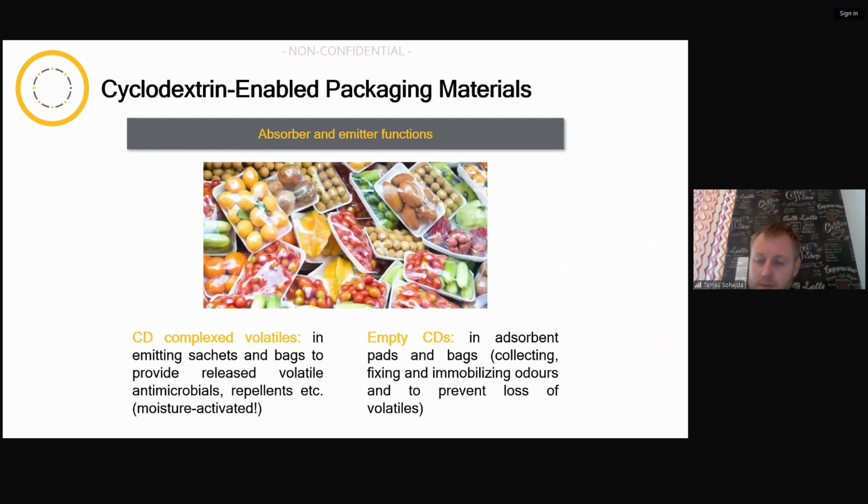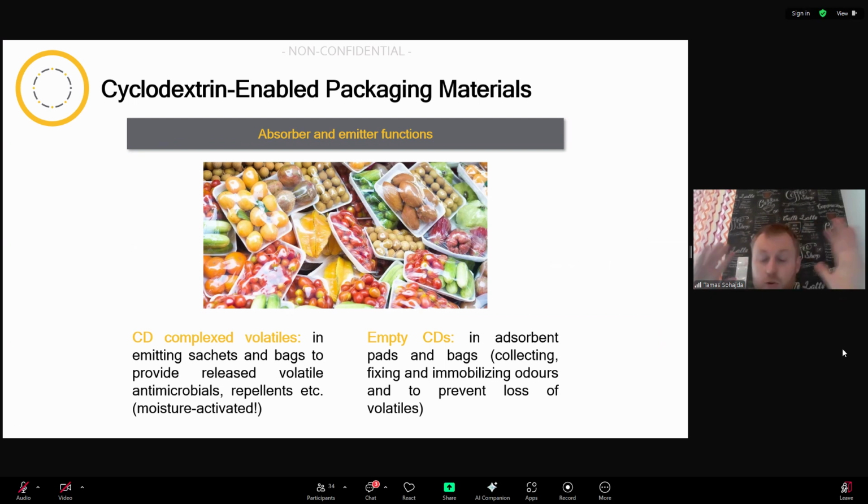Okay, so these were just examples of how you can bring improved guest molecules into the cyclodextrin complexes. So now I'm moving into a bit different applications. Packaging of foods, which is of course, okay, borderline, but still. So how could cyclodextrins be used here? And again, the two options recur.